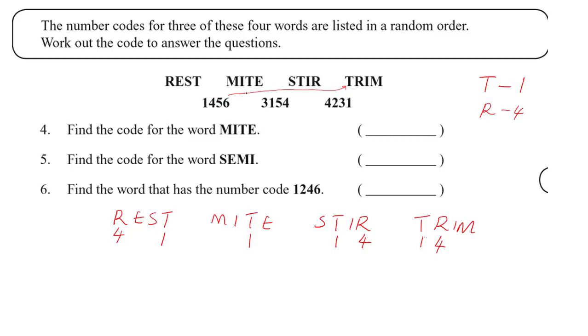Okay, because the third one there. So where I is, you put 5. Everywhere I is, you just basically put 5.